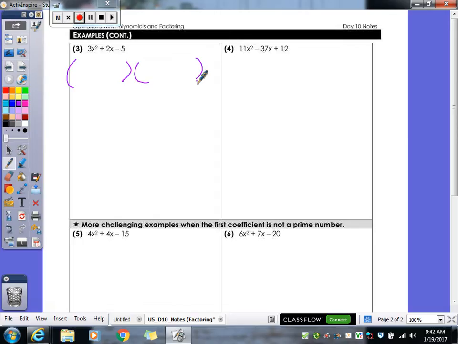So we'll set up for our next one 2 sets of parentheses. What will our signs be? Different.